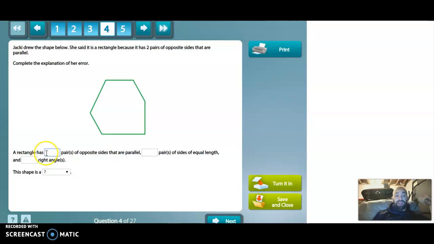Gotta think. A rectangle has blank pairs of opposite sides that are parallel. So how many pairs of opposite sides are parallel in a rectangle? Blank pairs, sides of equal length, and blank right angles. Then you have to answer, this shape is a pentagon, triangle, or hexagon. So you're thinking about the rectangle properties. All right. First one is how many pairs of opposite sides does a rectangle have? How many pairs of sides of equal length? And how many right angles? And then figure out what the shape is.